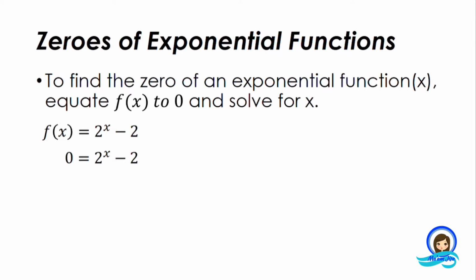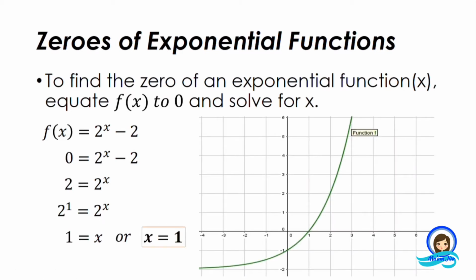Now we transpose -2 to the other side. We have 2 equals 2 to the power of x. So that we will be able to get the value of x, we need to make sure that they have the same bases, and 2 is equivalent to 2 to the power of 1. Now x is equal to 1, and this is indeed our x-intercept, at the same time the zero of our exponential function.